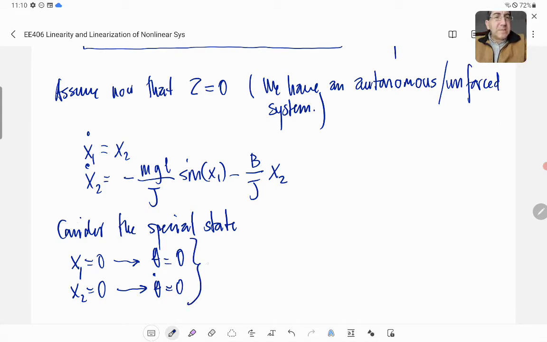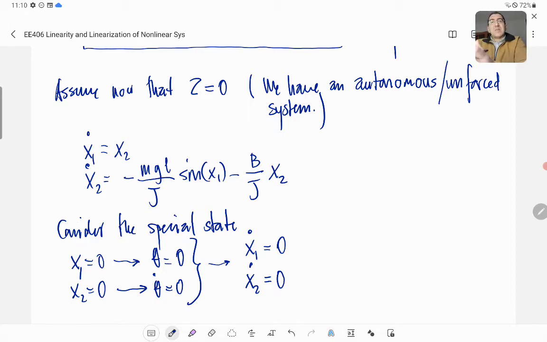So in this case, obviously, x1 dot is equal to 0 because x1 dot is equal to x2 and x2 is equal to 0. Therefore, x1 dot is equal to 0. And also, x2 dot is equal to, given by that expression, okay? But since x2 is equal to 0, the second term vanishes. And since x1 is 0 and sine x1 is also equal to 0, this whole thing vanishes. So x2 dot is also equal to 0. So it's an interesting special state.